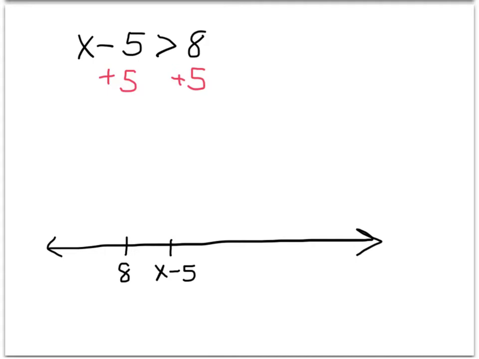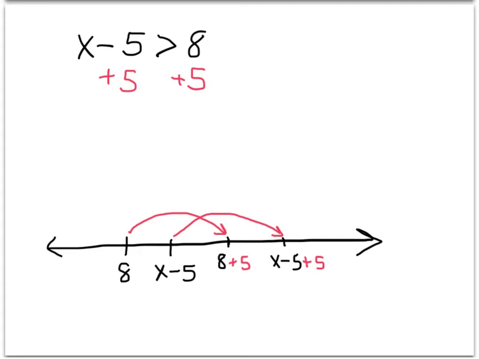But what we know is that if we add 5 to 8, that moves 8 to the right, 5 spaces. And so we end up here at 8 plus 5. And if we add 5 to x minus 5, that moves x minus 5 to the right, 5 spaces. And we end up here at x minus 5 plus 5. But since both of those numbers move to the right the same amount of space, the relationship is still the same. 8 was less than x minus 5, so 8 plus 5 is less than x minus 5 plus 5.